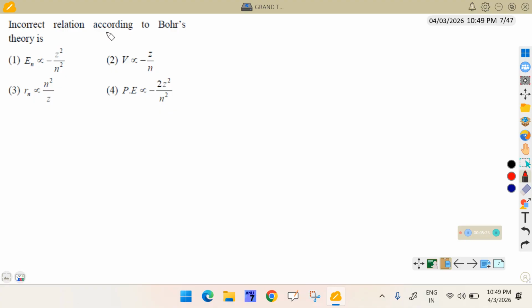Incorrect relation according to Bohr's theory is, identify the incorrect relation. Yes, second one is incorrect. Valency of nth orbit is equal to v by n into Z. But here a negative sign is given. That's the reason this is the incorrect relation.